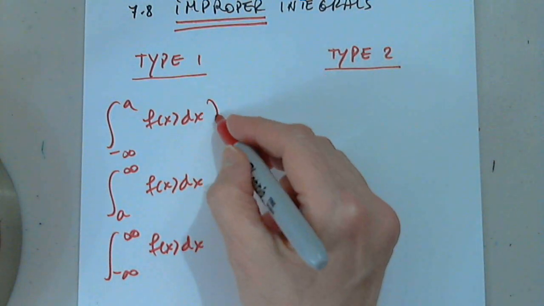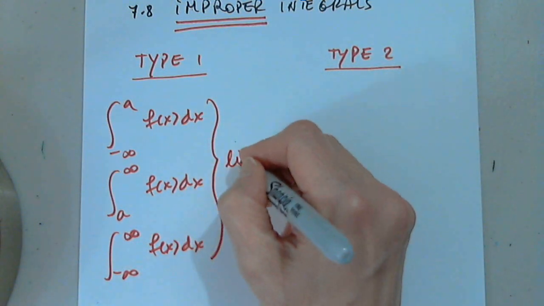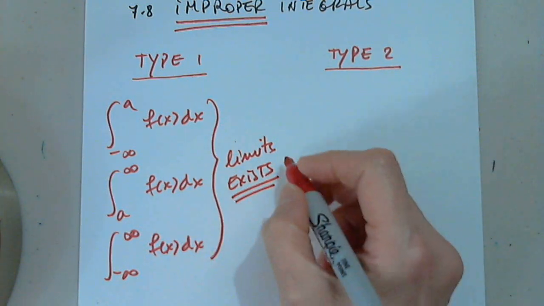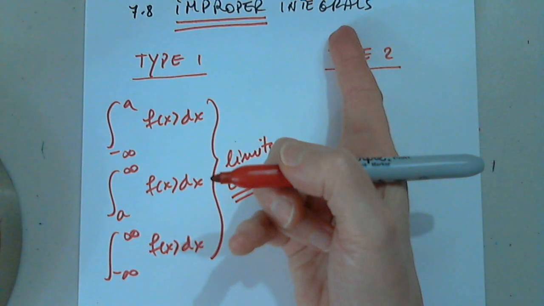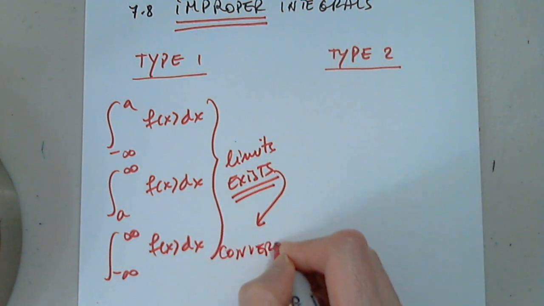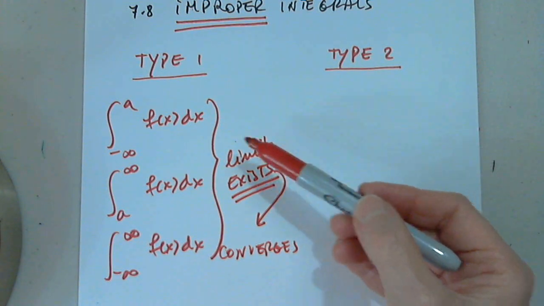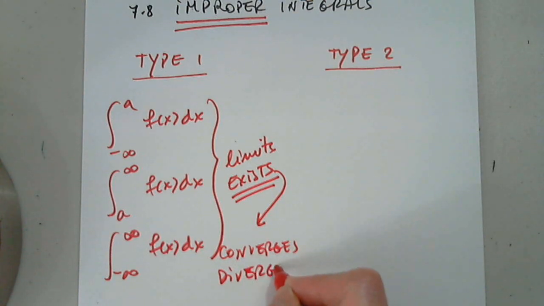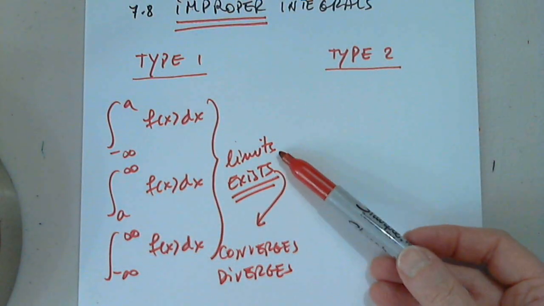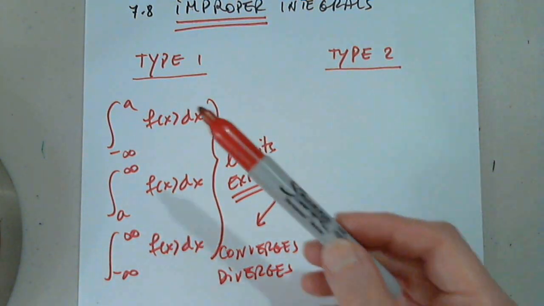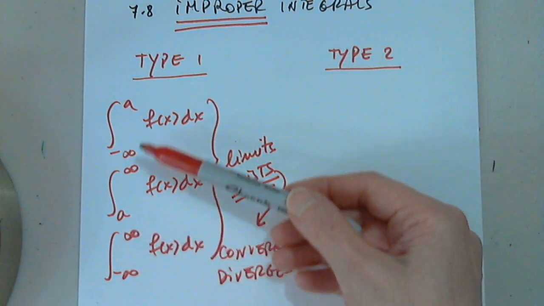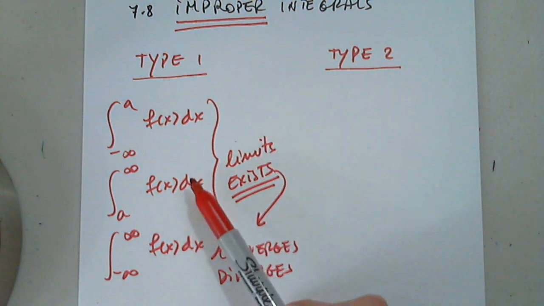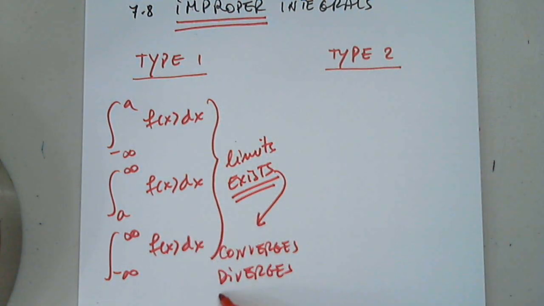We're going to use limits to evaluate these integrals. If the limit exists, then we say the improper integral converges. If the limit does not exist in any of these situations, then we say it diverges. So the integral will be calculated using limits. If the limits exist, for any type 1 integral, any of these three, we say the integral converges. If the limit does not exist, then we will say that the integral diverges.